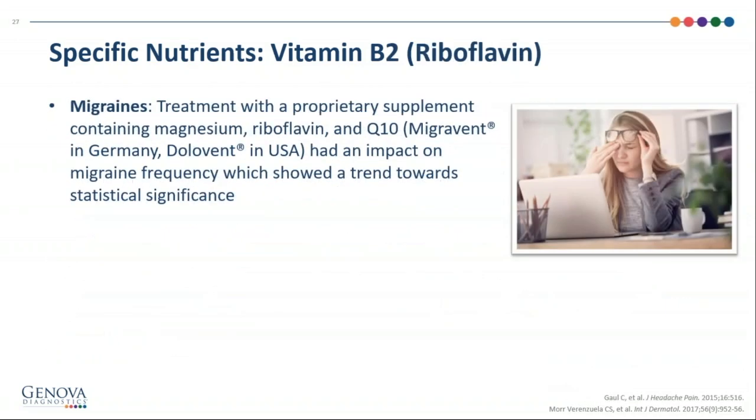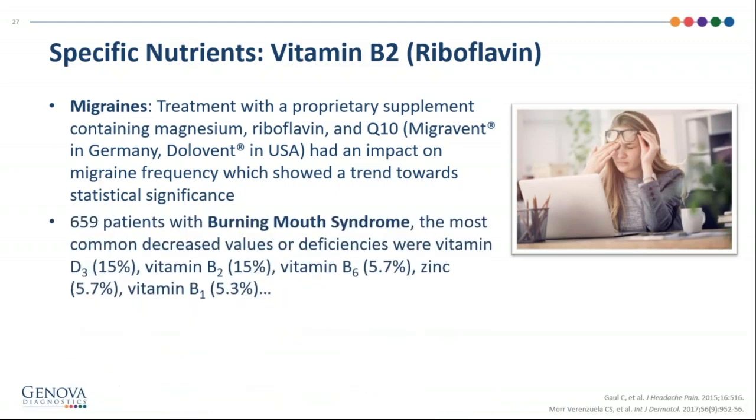B2 has been known to be helpful for migraines for many years, and there are 2 actual medications now, Migravent in Germany and Dolovent in the USA, which is a combination magnesium, CoQ10, and B2 that has a significant impact on migraine frequency. And again, we've talked about the burning mouth syndrome.